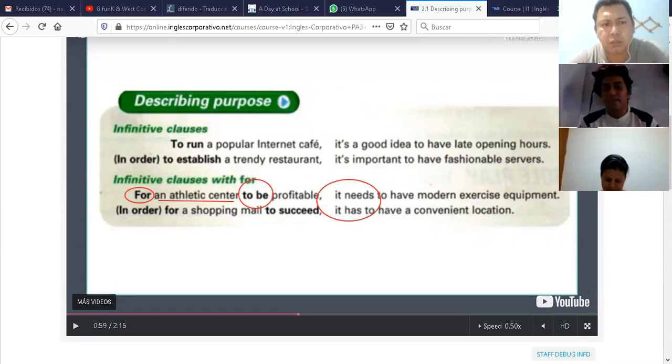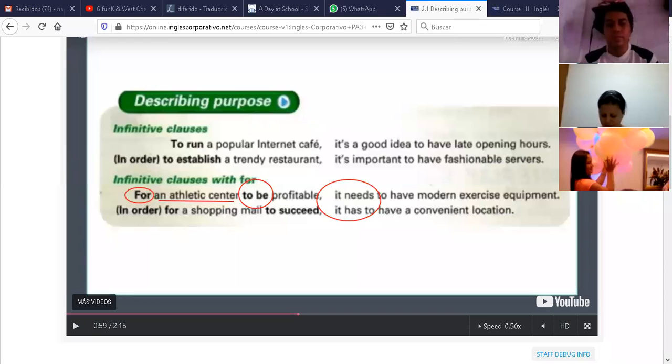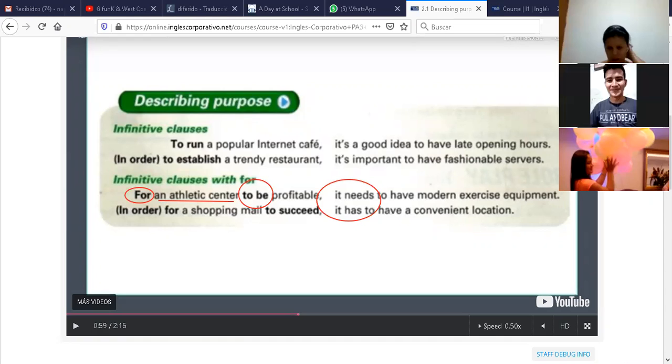For an athlete... For an athlete to run... Or to perform, vamos a cambiar el verbo, to perform well, he or she needs to train hard. For an athlete to perform well, he or she needs to train hard. ¿Vamos cachai ahí?